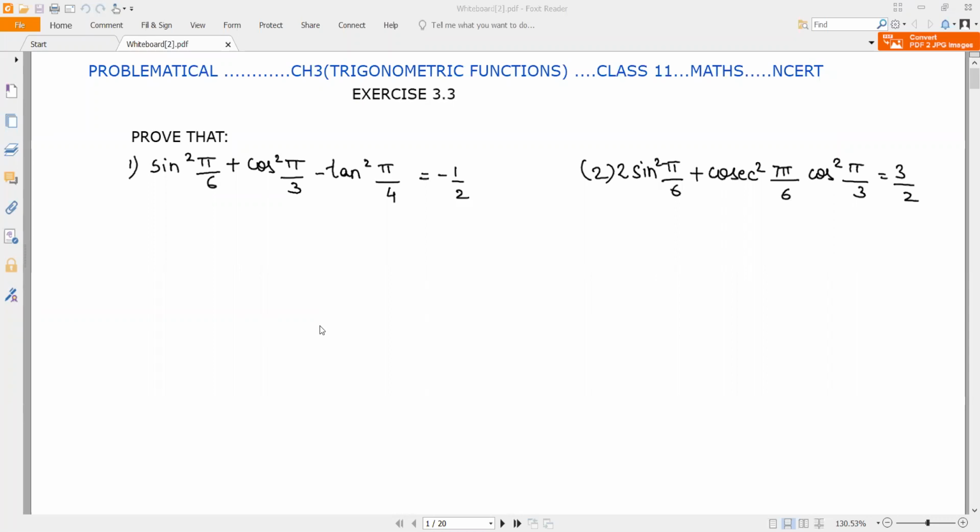Today we'll discuss exercise 3.3 part 1 of your trigonometric functions third chapter class 11th maths NCERT. First question is, prove that sine square pi by 6 plus cos square pi by 3 minus tan square pi by 4 is equals to minus 1 upon 2.